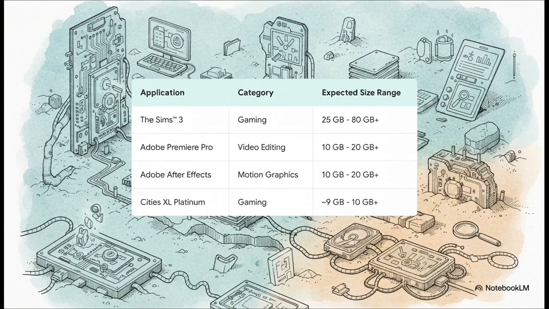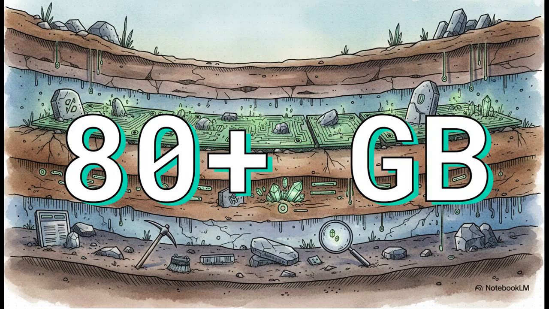I mean, look at The Sims 3. That's not just a game, it's practically a sprawling digital universe. And the Adobe Suite? Well, tools like Premiere Pro and After Effects are basically the bulldozers of the digital world. And the scale here is just wild, 80 plus gigabytes. For one game. That's bigger than entire hard drives were not too long ago.